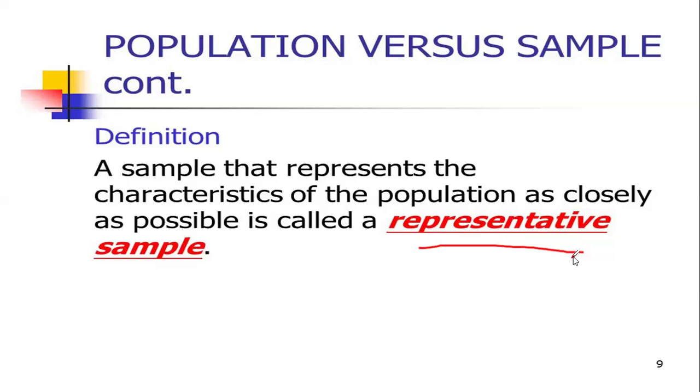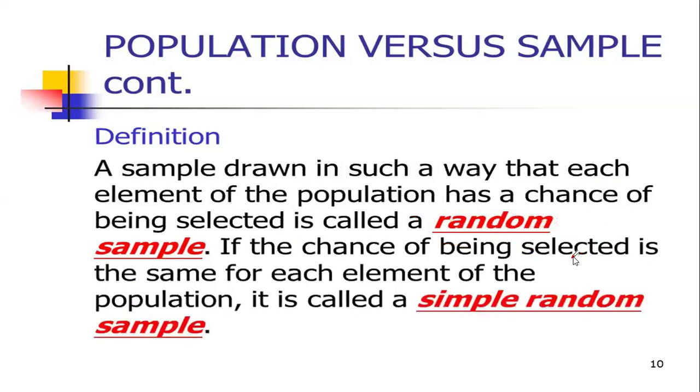And then we have what we call a random sample and what we call a simple random sample. It is very important to take note of the difference. If a sample is drawn in such a way that each element of the population has a chance of being selected, then that sample is called a random sample. And if the chance of being selected is the same for each element of the population, then it is called a simple random sample.